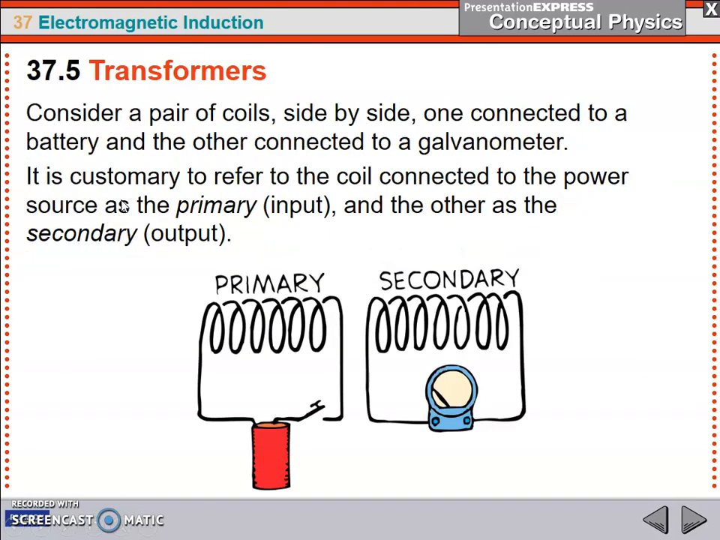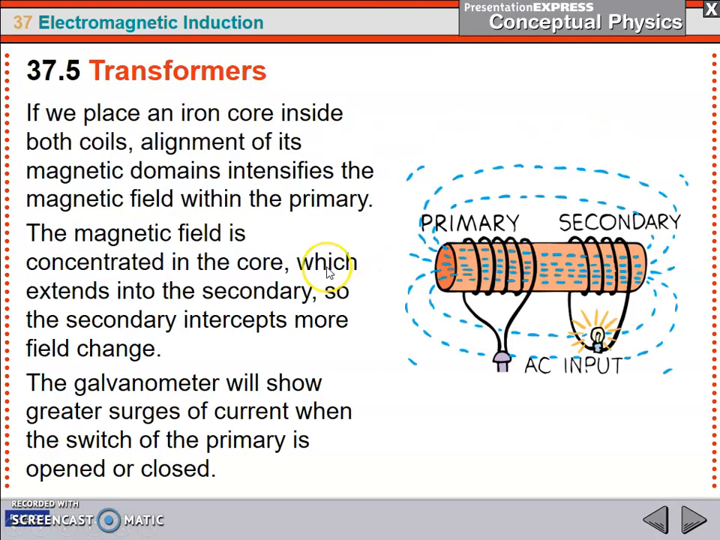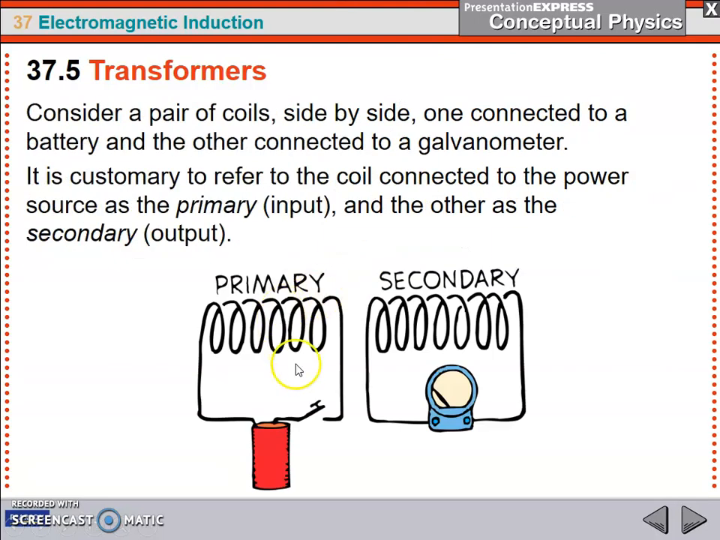Oh, so I didn't say that part. Where does it say that? When the primary switch is opened, a surge of current again registers in the secondary in the opposite direction. So let me explain that real quick. So we have this shut. The magnetic field is completely built up in the primary and in the secondary. Then we open this. Well, once we open this, the current stops in here.